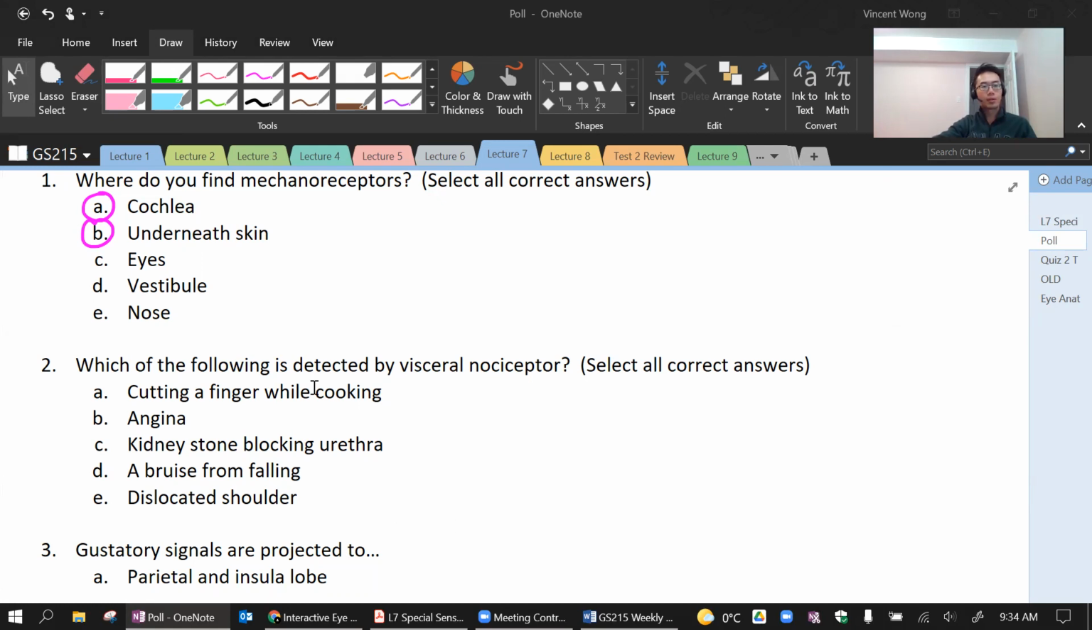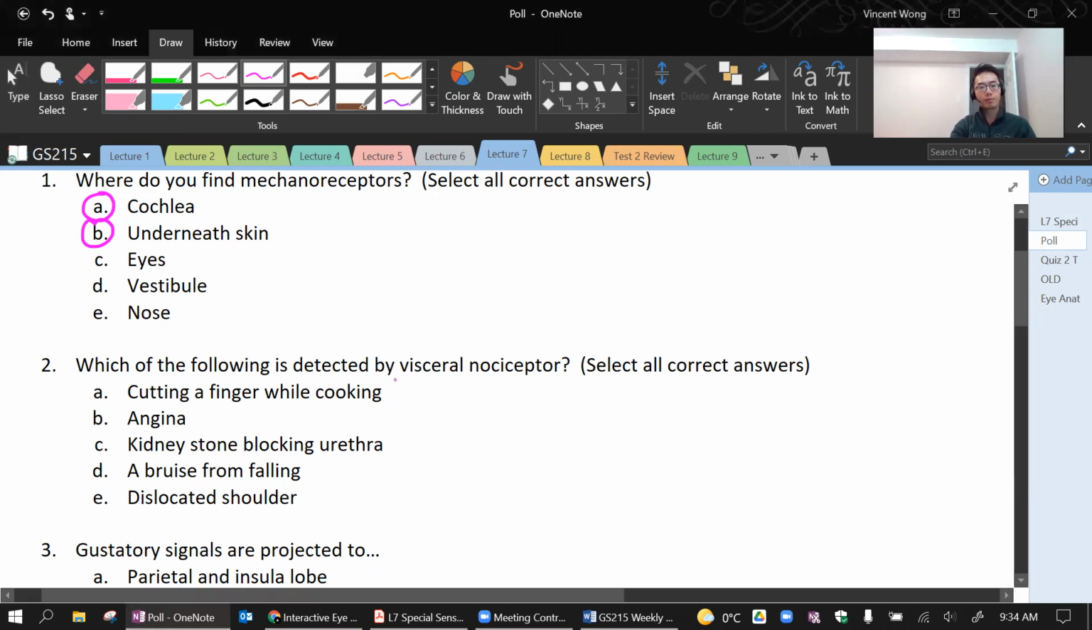Okay. So visceral nociceptors. Visceral are like deep inside, right? So angina, chest pain, or a kidney stone, these originate from deep inside the body, from things that we don't have control over. So that's visceral. Cutting a finger, bruising from a fall, dislocating a shoulder, those are somatic nociceptors.